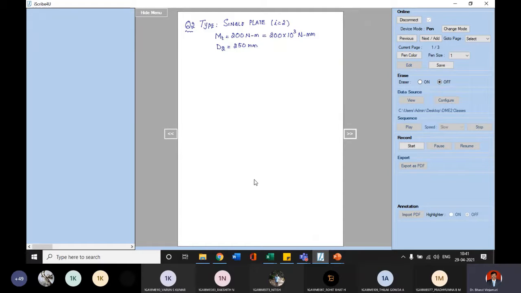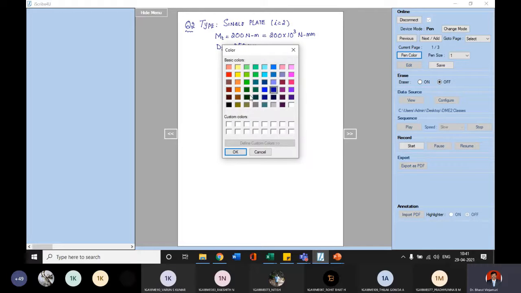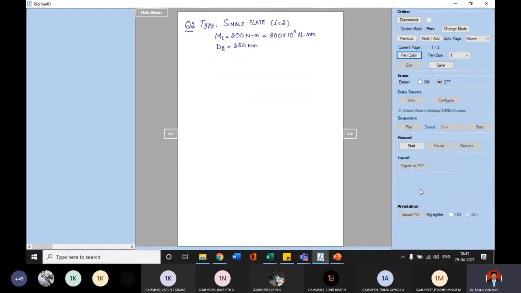Now what else do we need to assume? Most important, he has given this, but we need so many other values also. Pressure you need, friction material you need. So first, we assume the different assumptions. One is friction material. If he has not given any friction material, take the friction material as leather. This is the most commonly, widely used friction material.